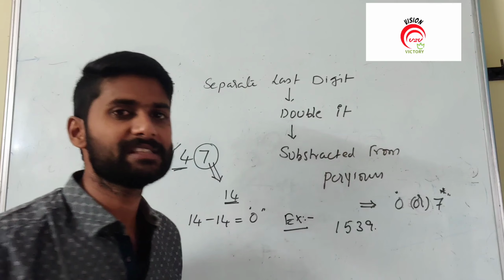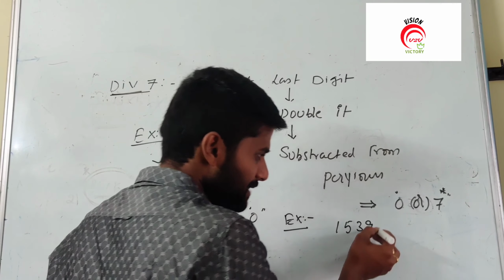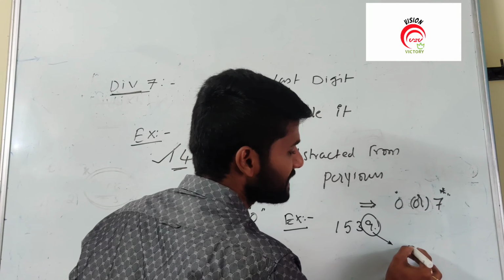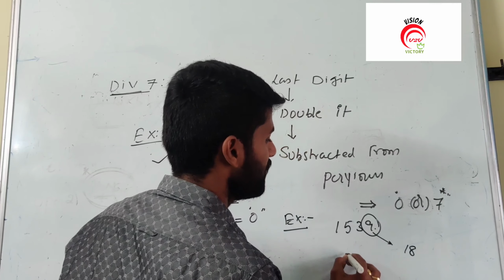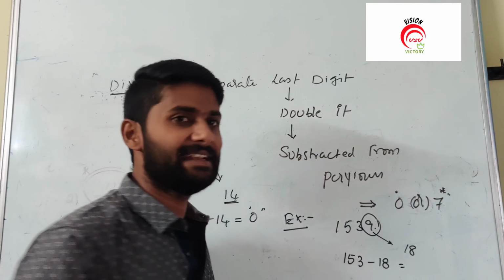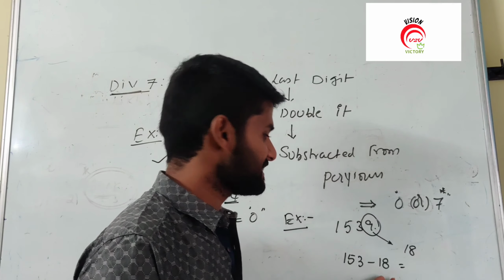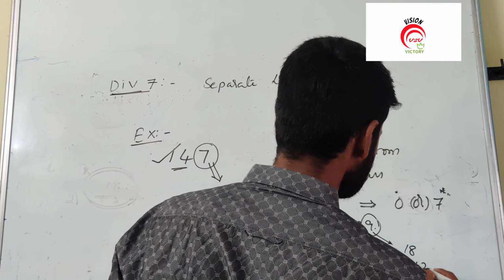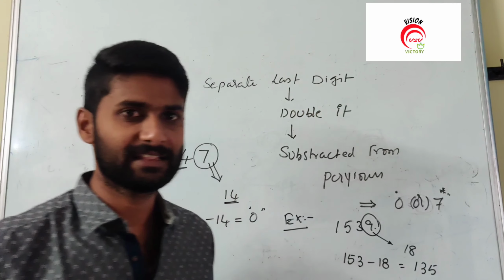Is 1539 divisible by 7 or not? Same rule. Take the last digit, 9, double of it is equal to 18. We subtract it from 153. 153 minus 18, how much resultant do we get? Definitely 135. So we get 135.